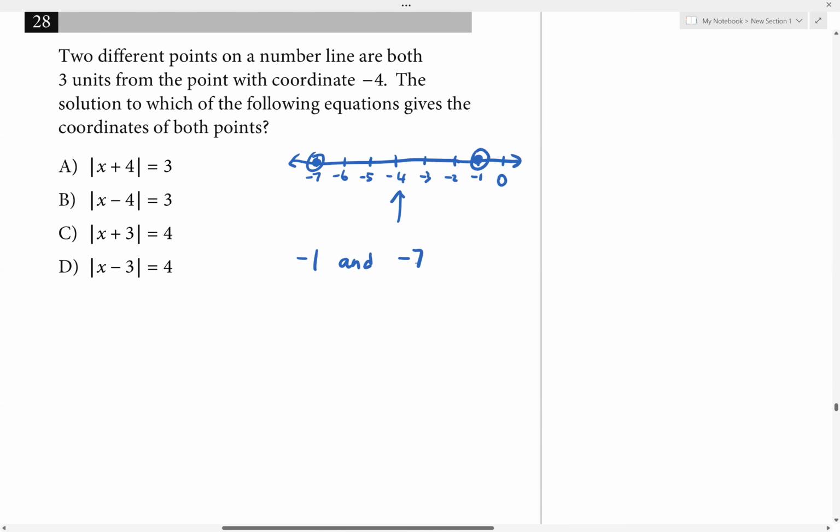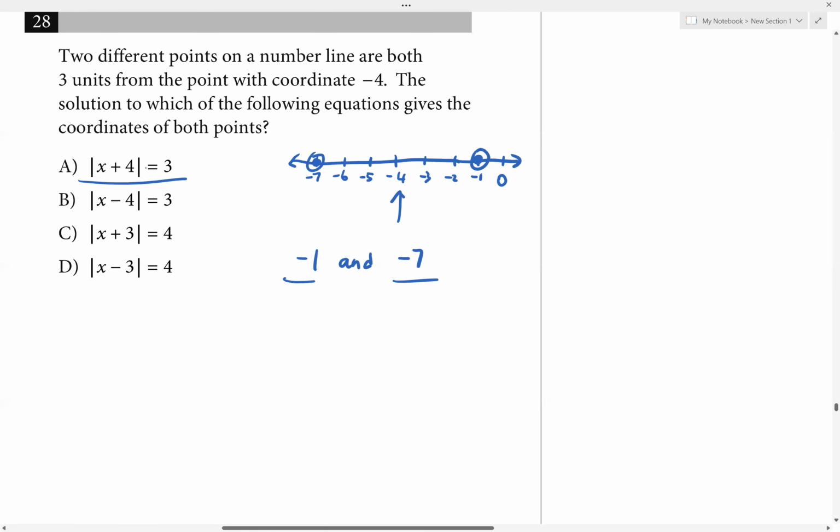All right, and the question says which equation has a solution that is also these two numbers. Okay, so we're looking for the answer. All these are absolute value equations, and we want to know which equation gives us these two solutions, -1 and -7. We could solve each equation algebraically. If we're solving an absolute value equation, you have to split it up into two separate equations.